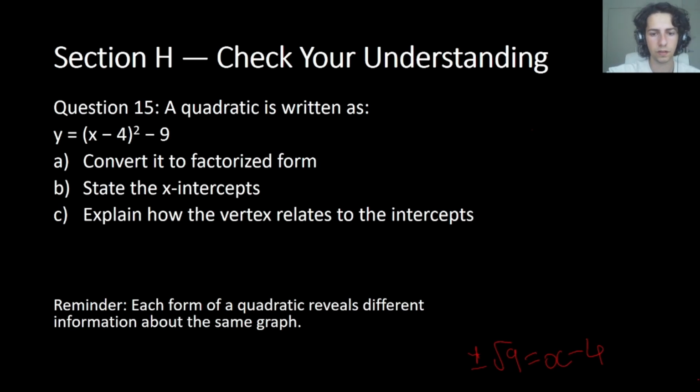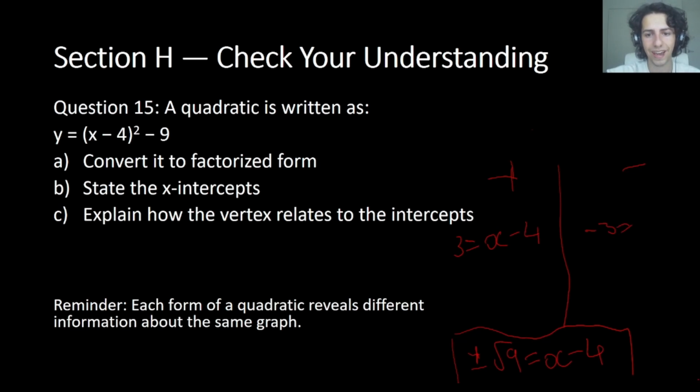So let's section this off here. We're going to move a little bit up here. So we're going to have two different processes in finding our x roots. On this side, we're going to go with negative, and on the other side, we're going to have positive. So here, we're going to have root 9 positive, we're going to have 3 equals x minus 4. And on the other side, we're going to have negative 3 equals x minus 4.